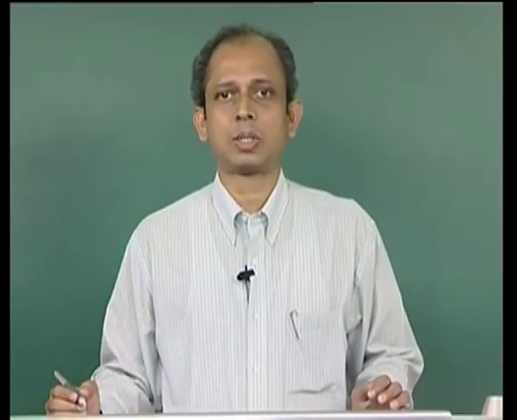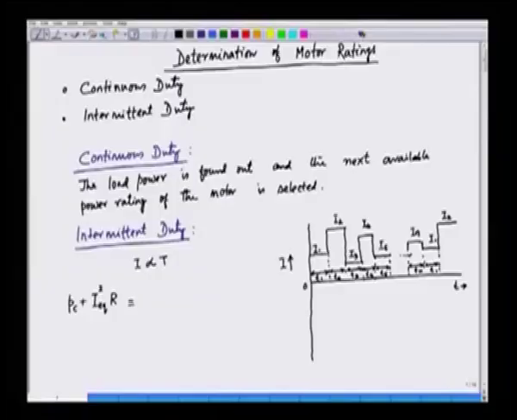Now the core loss is independent of the load. We know that when a motor operates, the core loss does not change; only depending upon the load, the copper loss changes. So we can write down the individual losses as follows. For interval number 1, it is the core loss plus the current I square R, and this is for the interval T1.